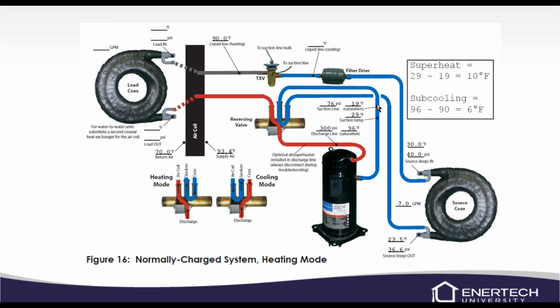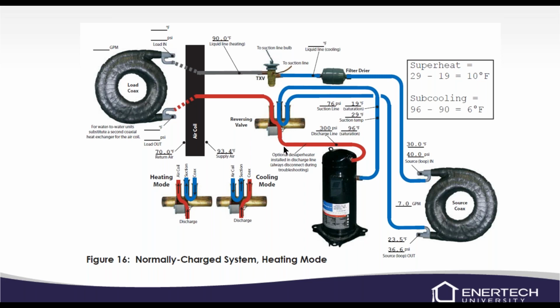And obviously your suction line is going to be a cold line. Here we're showing a suction temp of 29. We've got a pressure of 76. We look at our pressure temperature chart, and that tells us 76 equals 19 degrees. And then we just do the math. So that would tell us we had 10 degrees of superheat.